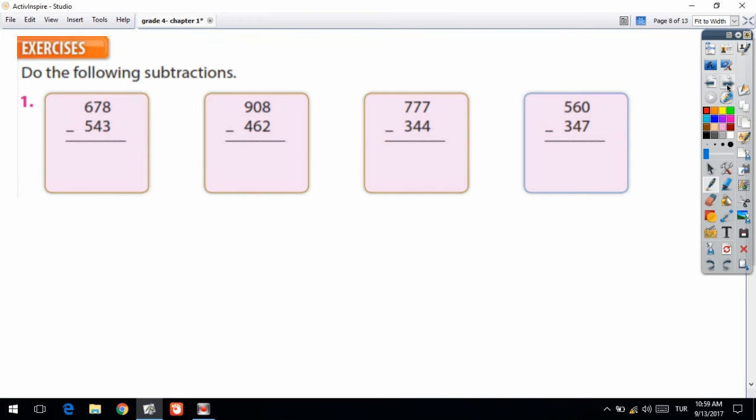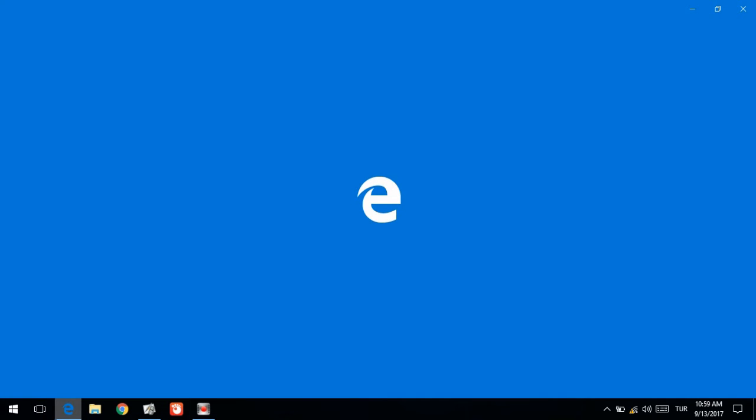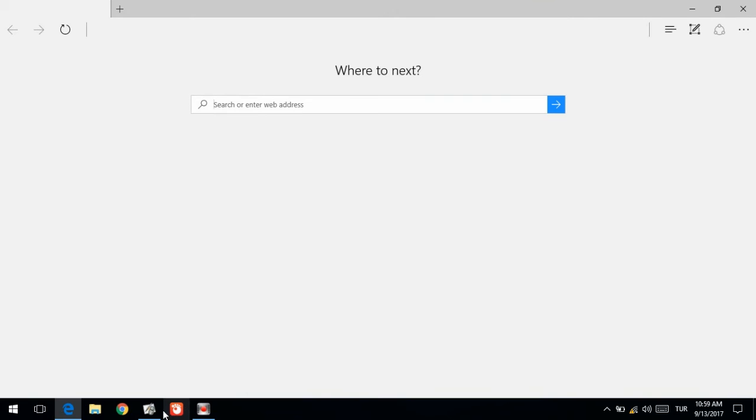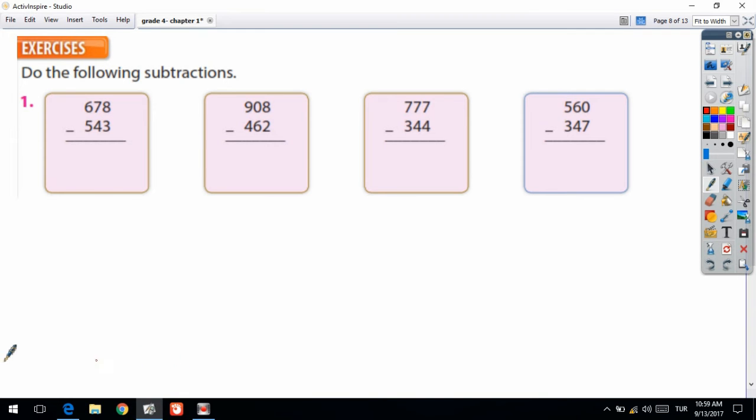It's about the exercise about subtraction. First, let's subtract quickly. 8 minus 3 is equal to 5, 7 minus 4 is equal to 3, 6 minus 5 is equal to 1.